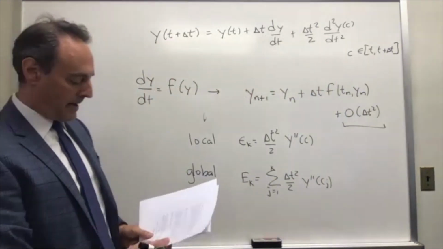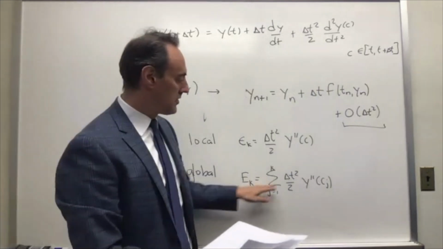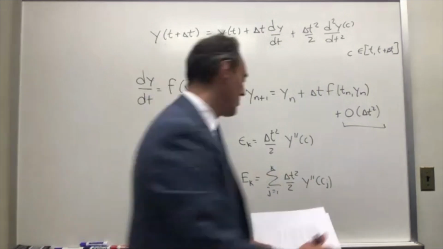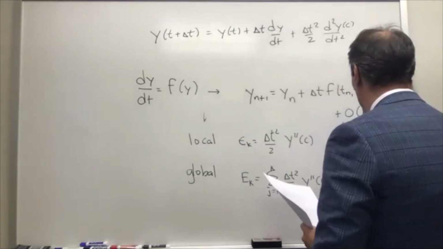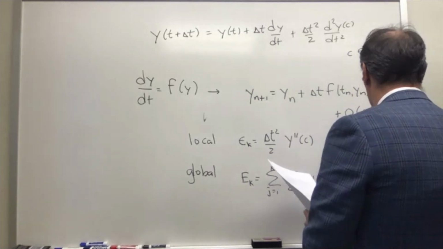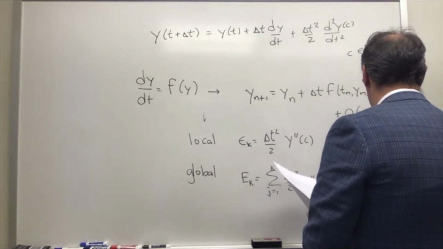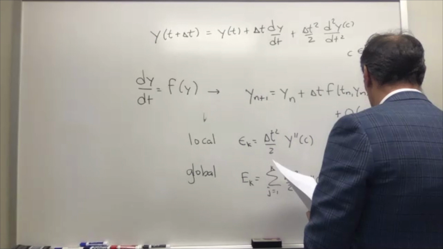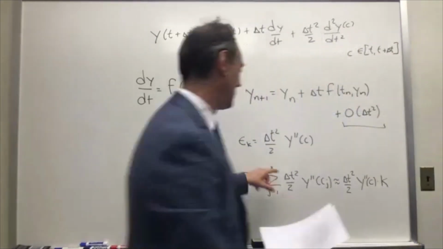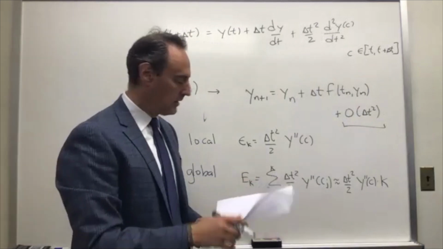Or one way to think about it is you could take this as sort of the average of all the errors. And so if you do this, this becomes approximately delta t squared over 2, some average derivative value, called c, times k steps. That's how many steps I took. Okay.